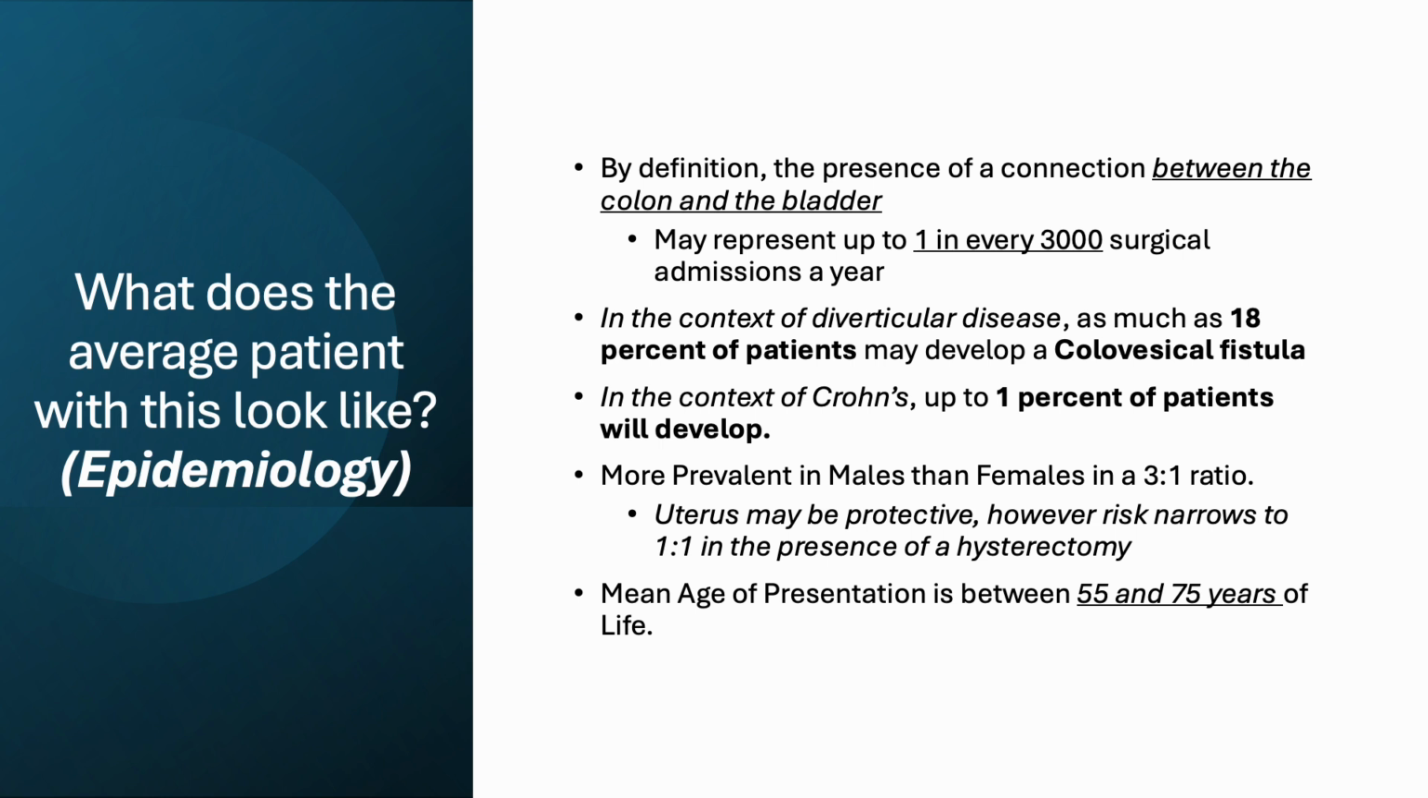It's more common in males than females, in around a 3-to-1 ratio. However, in females, if they haven't had a hysterectomy, normally that sigmoid colon with the diverticular disease or inflammation will invade the uterus. However, if that uterus is gone, it can go ahead and touch the bladder, hence the colovesical fistula. And the mean age of presentation is around 55 to 75 years of life.